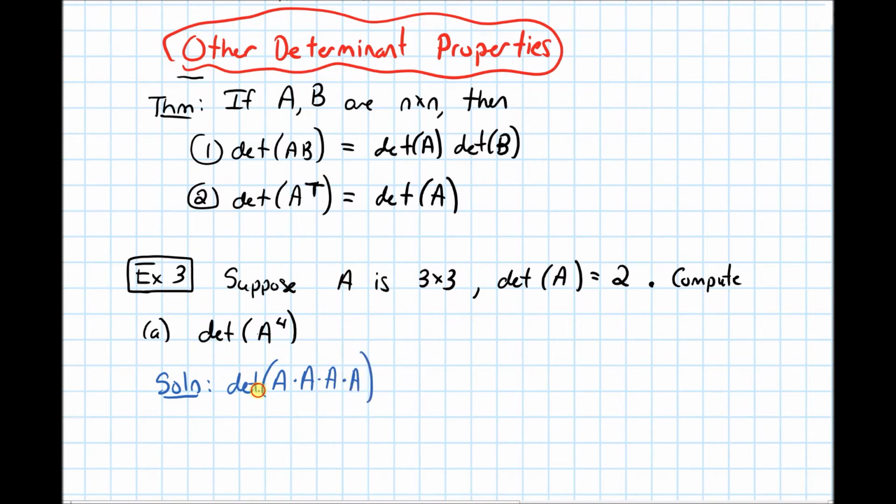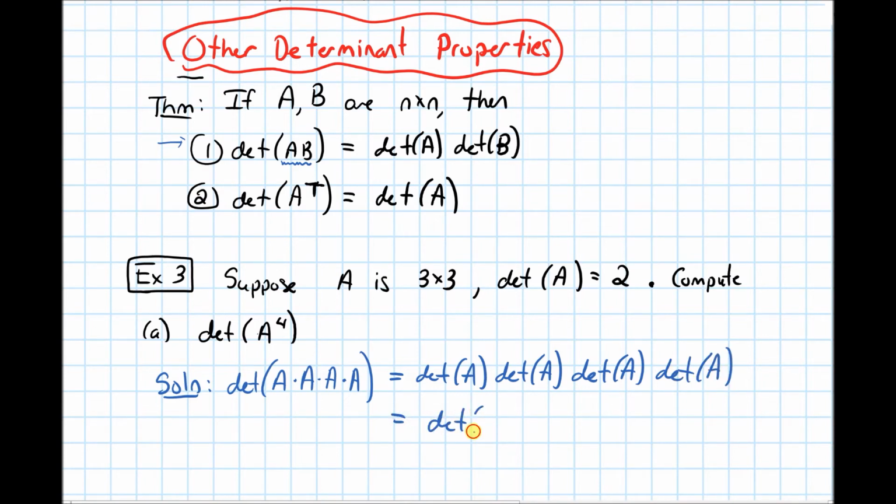Now I can use the first part of this theorem. The first part says that if inside of a determinant I have some matrices multiplied, I can split this up into the determinant of the first matrix times the determinant of the second matrix, and so on. So this is equal to the determinant of A, times the determinant of A, times the determinant of A, times the determinant of A. Overall, this is equal to the determinant of A to the 4th power.